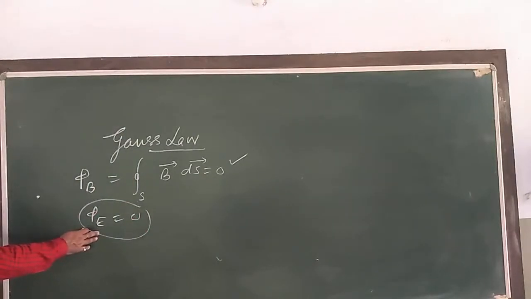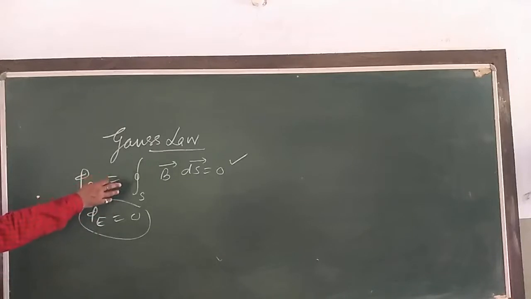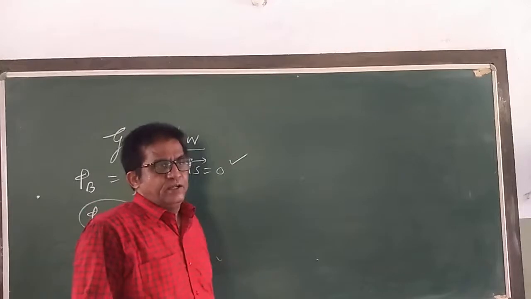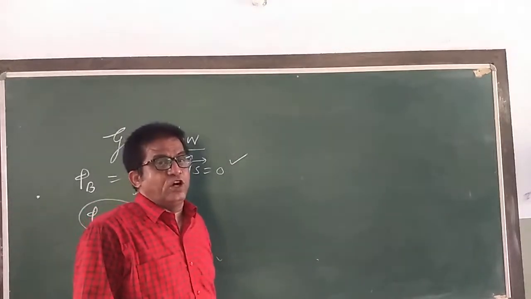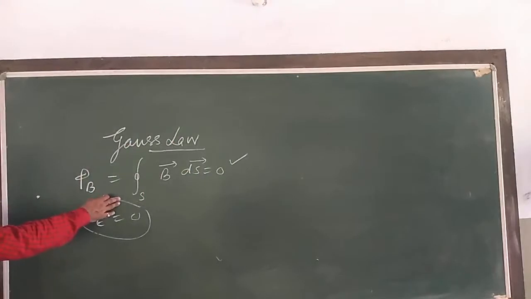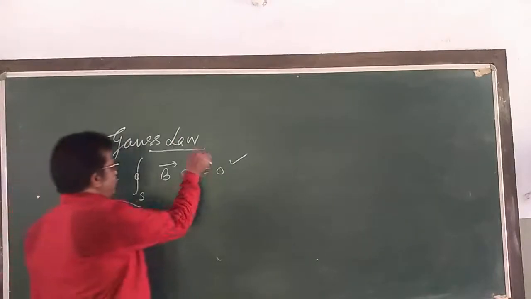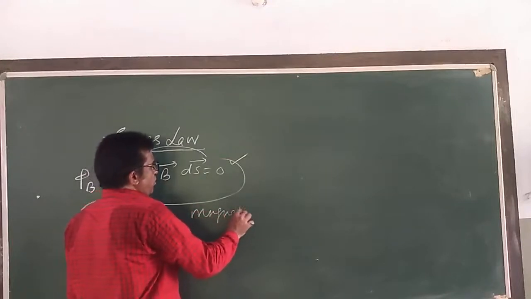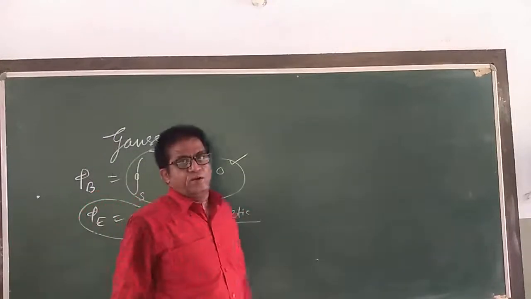So I can say the simplest magnetic element is a dipole. The simplest magnetic element is a dipole. Monopole is not possible. So magnetic monopole is not possible according to this theorem. Magnetic monopole is not possible.